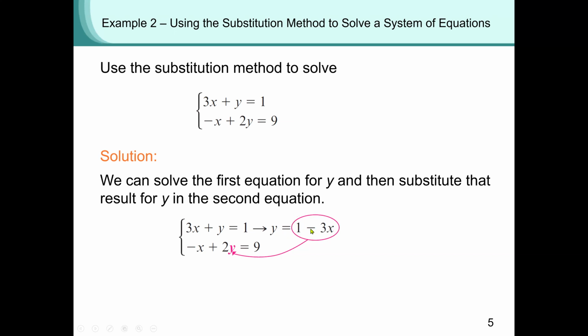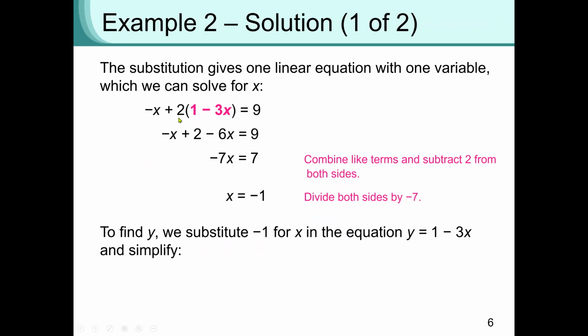Now I'm going to substitute 1 minus 3x in the second equation. Now I use the first equation to find y, so I have to use the second equation now to find x. Now, if I use the second equation to find y, then I have to use the first equation to find x. So we use the first equation, we get y. Y gives us 1 minus 3x. So here you can see we substitute 1 minus 3x for y, because y equal to 1 minus 3x. So we are going to substitute it here. So we get minus x plus 2 times (1 minus 3x). Remember, 1 minus 3x is y, so we substitute it.